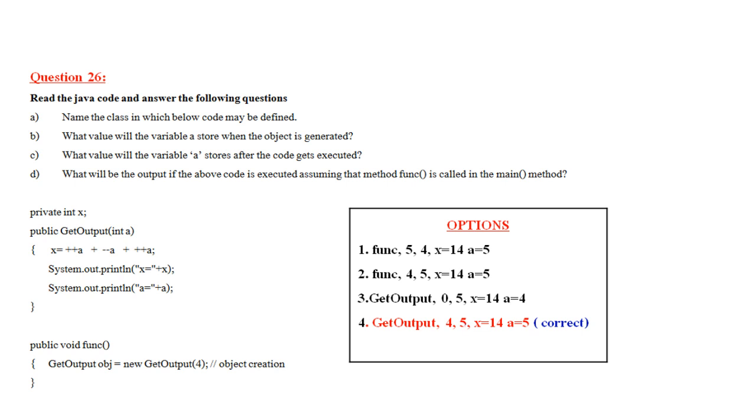You can do the dry run. And the last question is, what will be the output if the below code is executed, assuming that method func is called from the main method? So suppose you have the main method, from there you're calling the func method. It will show you x is equal to 14 and a is equal to 5. So this is a little tricky question and you have to be very smart. First you do the dry run and you answer all the questions.